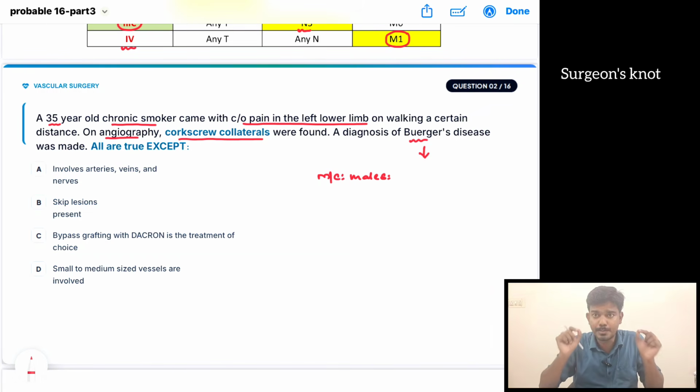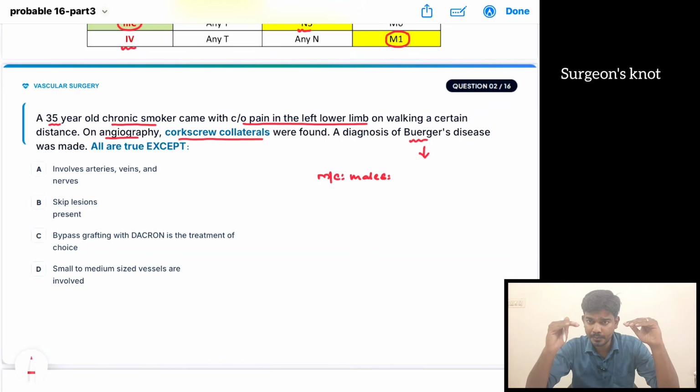ஸோ this Buerger's disease, it involves small and medium sized vessels, whereas in atherosclerosis it involves large and medium sized vessels. Also in Buerger's disease there is segmental involvement. Okay, Thromboangiitis Obliterans. It involves a particular segment. Both arteries, veins as well as nerves are involved, whereas in atherosclerosis it involves only the vessels. Also there can be skip lesions. Similar to Crohn's disease, here also there can be skip lesions.